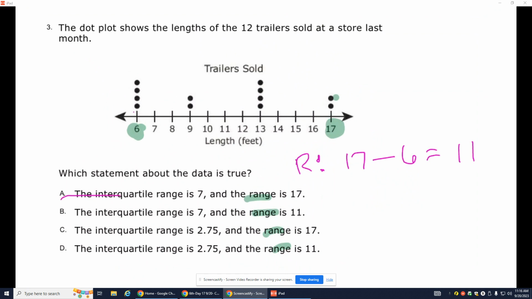So that means I can get rid of letter A because my range is not 17, and I can get rid of D. So I've already cut it down to 50%. The next one is finding the IQR.